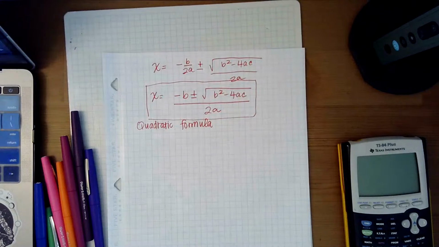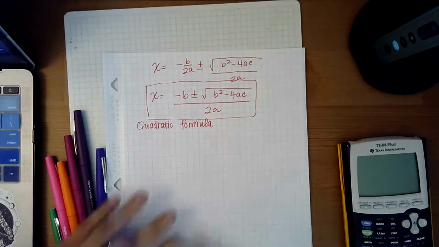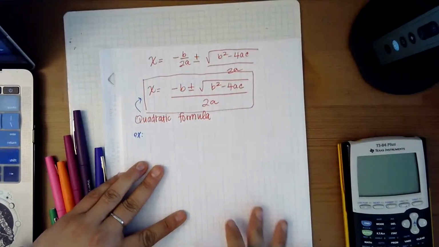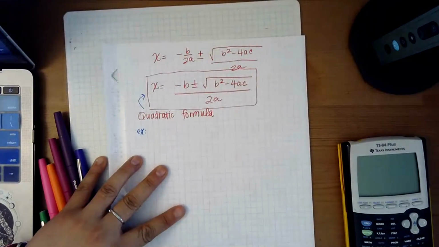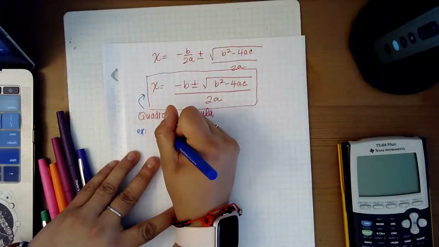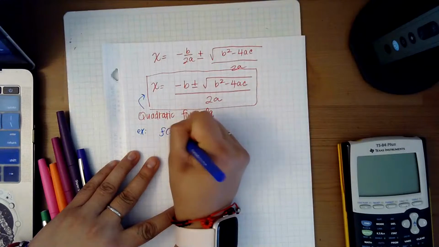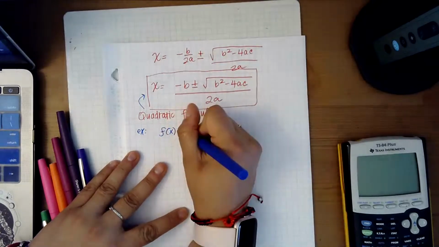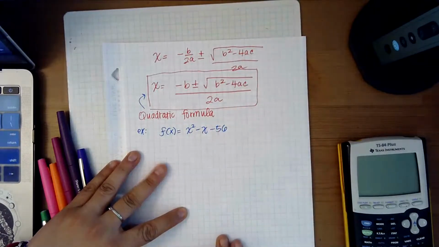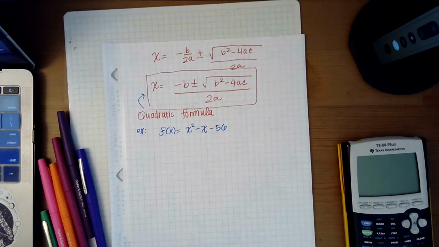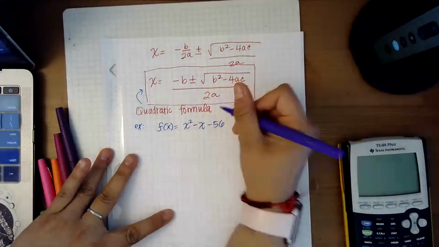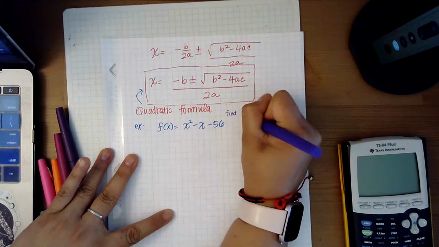Okay, so let's do an example. So this right here is the quadratic formula. Let's do an example with one that I think I've done in a previous video. So let's say I have f of x is equal to x squared minus x minus 56. Okay? First thing I'm going to do is let it equal 0, because I want to find the zeros.